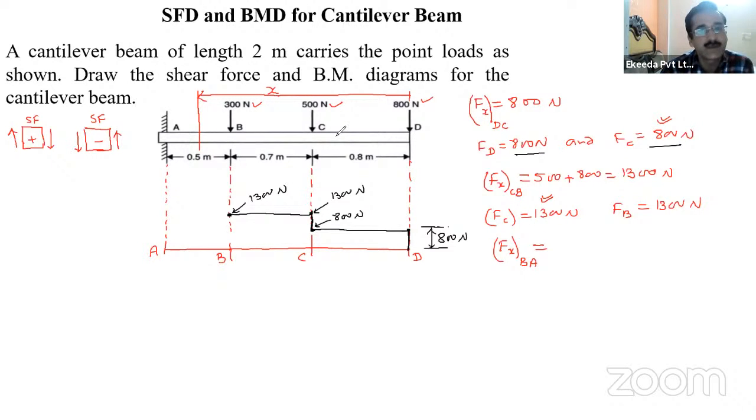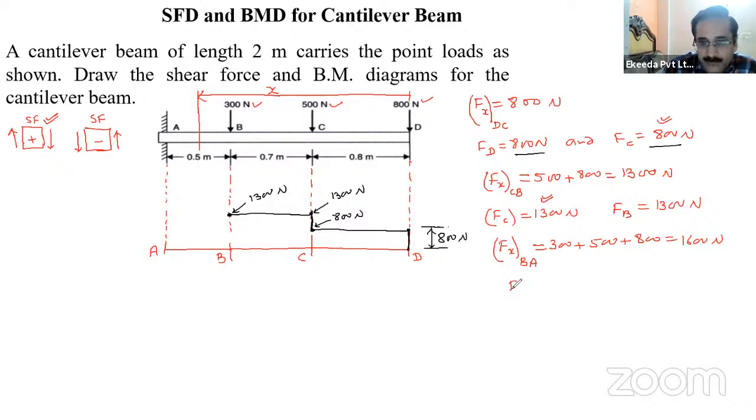To the right of the section, they are downward. So all three are positive according to our sign convention. So this is 300 Newton plus 500 Newton plus 800 Newton, which will be 1600 Newton. And because there is no x term, this is again constant between B to A.